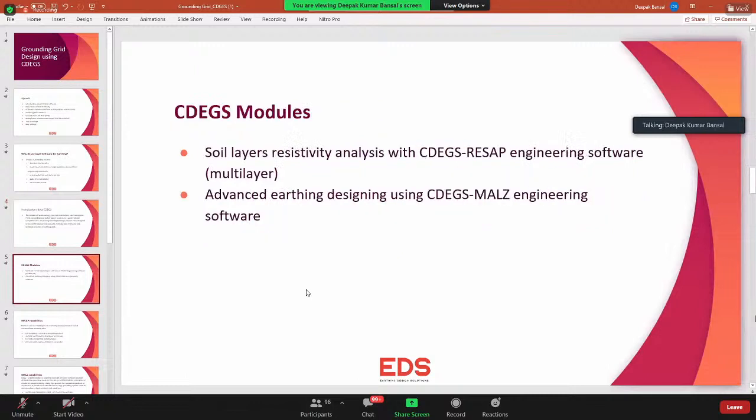Now CEDAX has lots of modules, but for earthing grid designing, we use two modules basically. One is RESAP, CEDAX RESAP. This is the engineering software used to analyze multi-layer soil resistivity. And second is CEDAX MOLZ. These are advanced earthing design software. The rest of the designing is done in MOLZ.